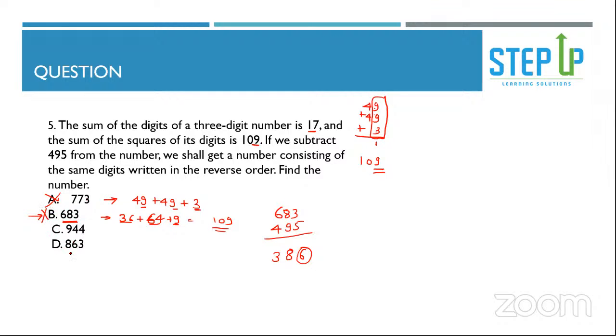But option D has the same digits, so it will also satisfy 109 for sure. Now if I take 863 minus 495, 13 minus 5 is 8. So I should get 368, the reverse of the digits, and I'm getting that. We can finish it off quickly: 15 minus 9 is 6, and this is 7 because 1 carries forward, and 7 minus 4 is 3. So you are getting this. It means the answer is 863.